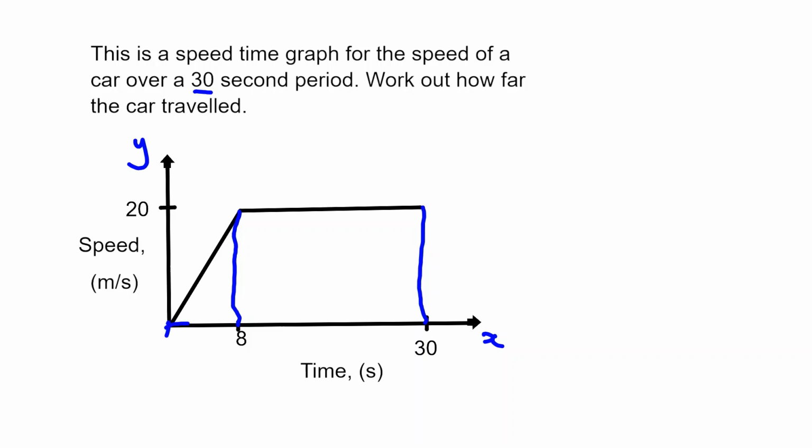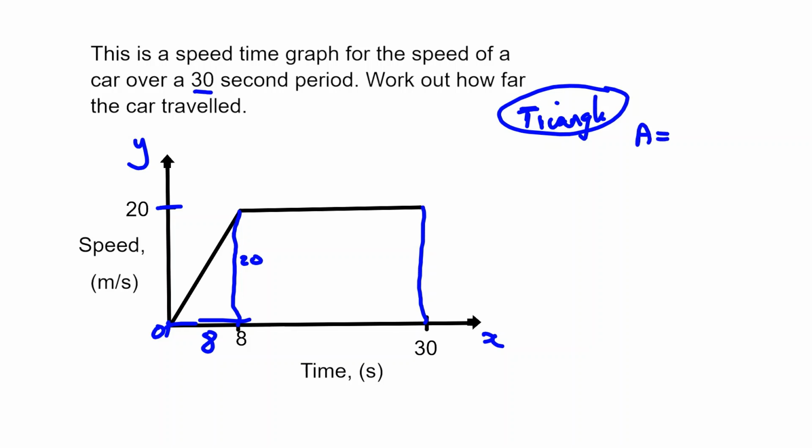So our triangle here goes from 0 to 8, so there's a distance of 8 there, and it goes from 0 to 20, so it has a height of 20 there. So the area of the triangle, well, we're going to do a half base times height. So a half times 8, that's my base, times my height, which is 20. So half of 8 is 4, 4 times 20 is 80.